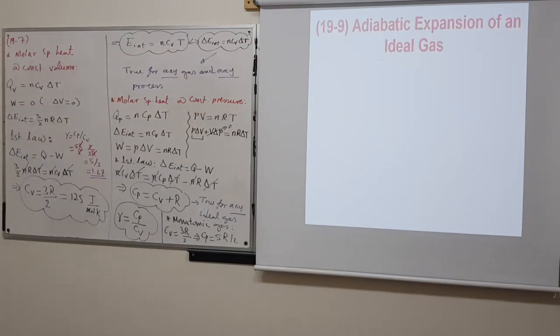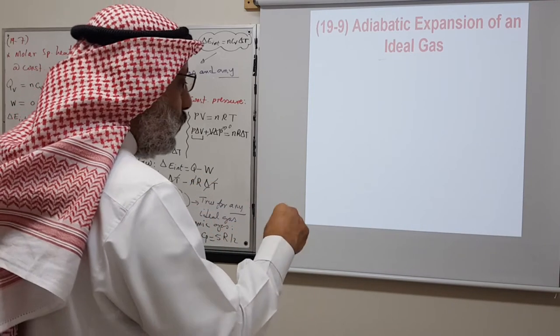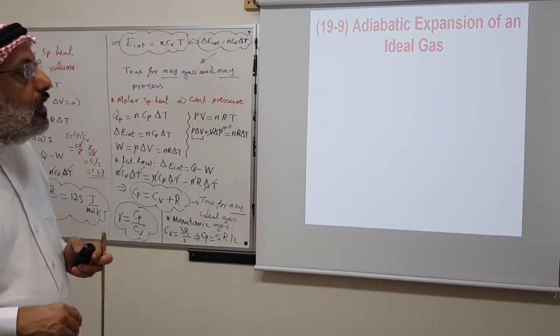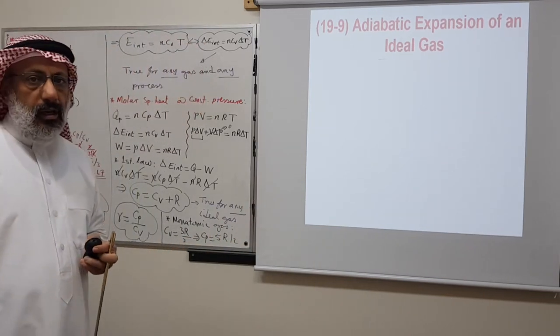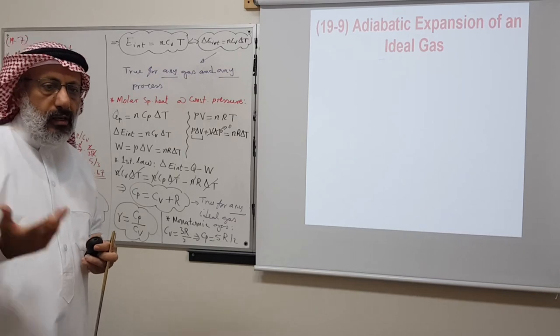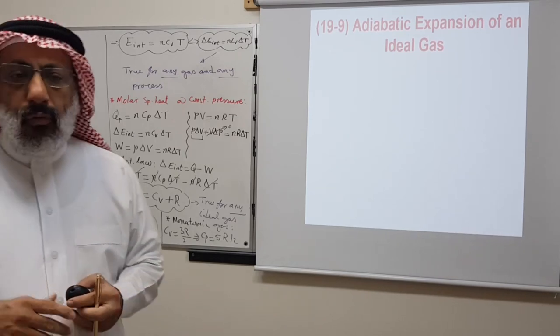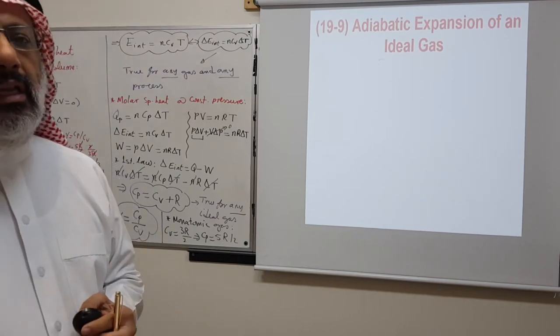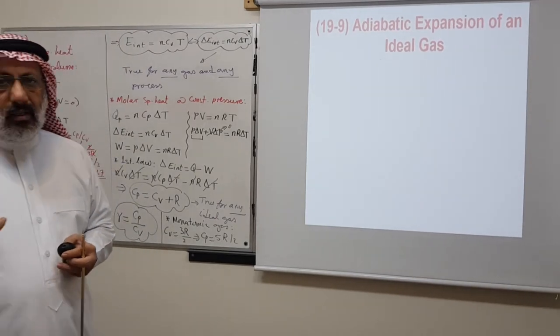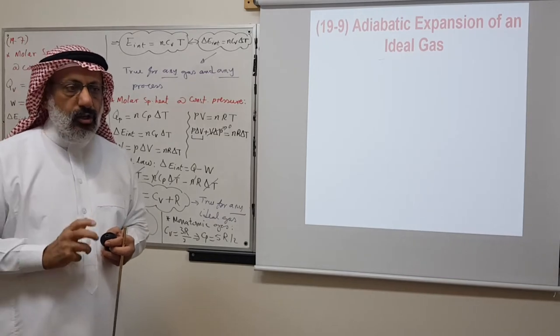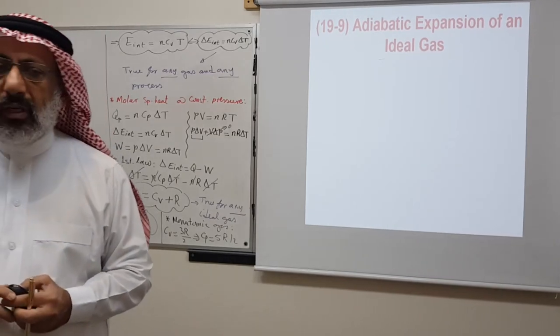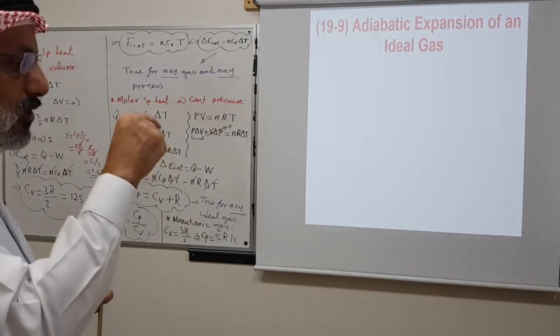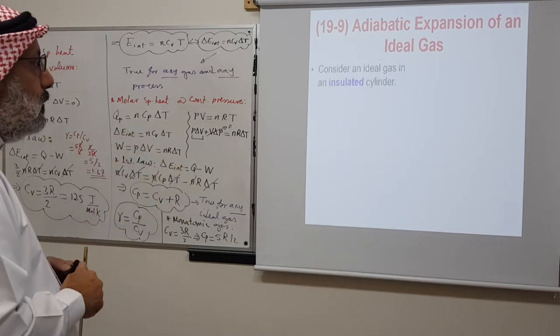In section 19.9, we want to describe or discuss the adiabatic process as it applies to an ideal gas. In chapter 18, we introduced the adiabatic process as a process for which the heat is equal to zero. No heat is absorbed or lost by the system. That's the general definition of the adiabatic process. Now we want to apply that specifically to ideal gases.